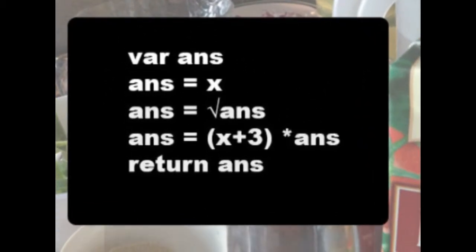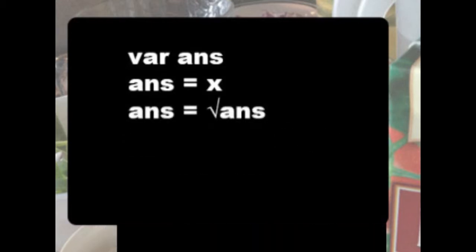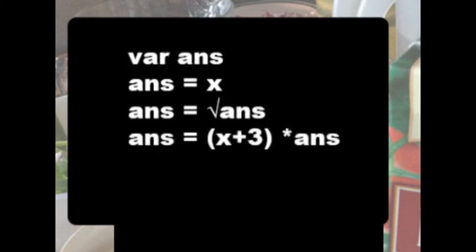For example, answer being your variable would equal x. X equals the square root of x. Now answer is the square root of x, and we're going to say answer now equals x plus 3 times answer. Return answer. Object-oriented programming, otherwise known as OOP.